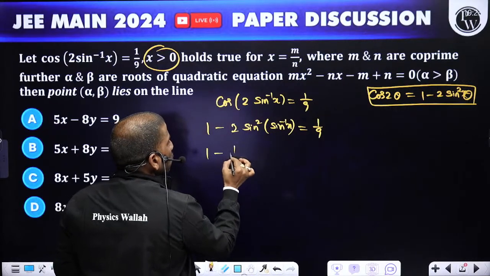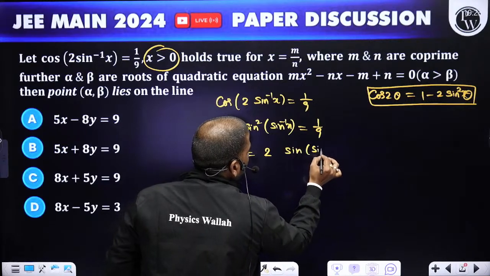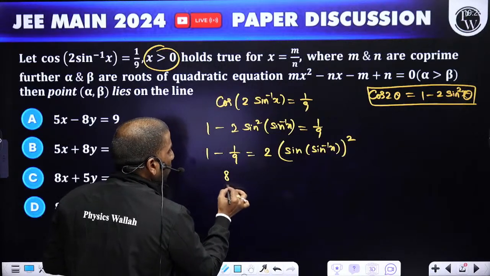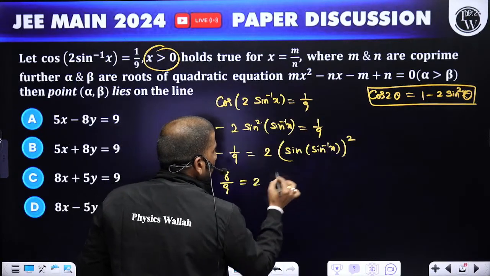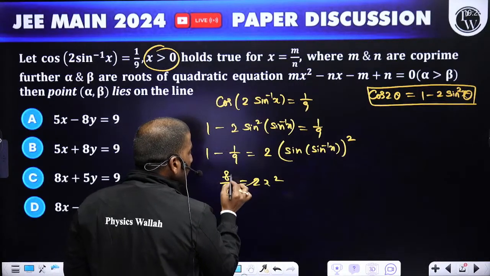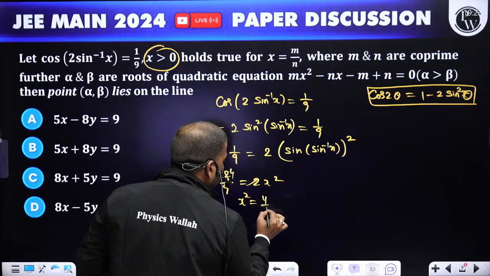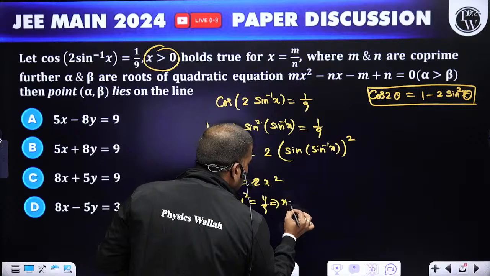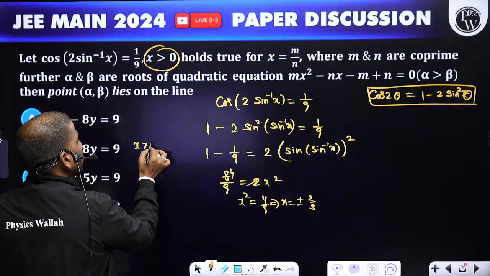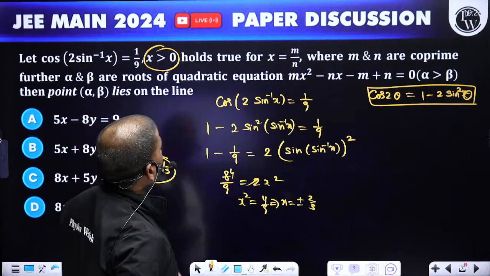So 1 minus 1 by 9 is equal to 2 times sine of sin inverse of x, power 2. So this is 8 by 9, which is 2 times x square. So x square is equal to 4 by 9, and x is equal to plus or minus 2 by 3. But it is given x is greater than 0, so x is 2 by 3.